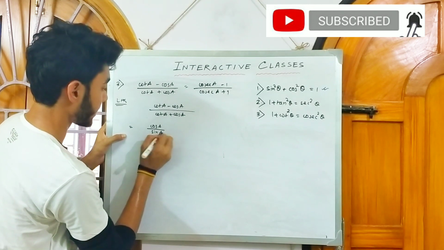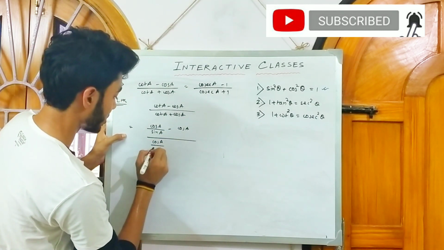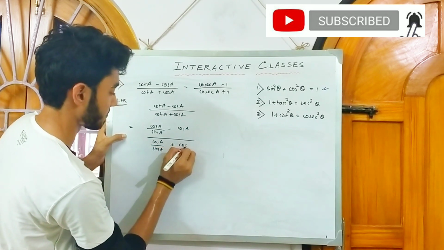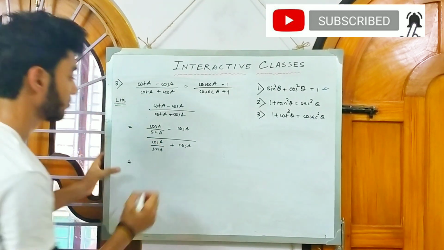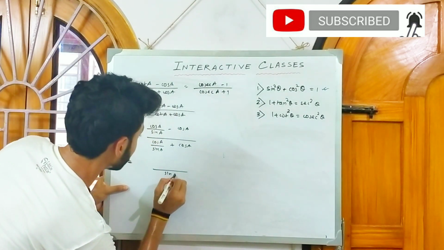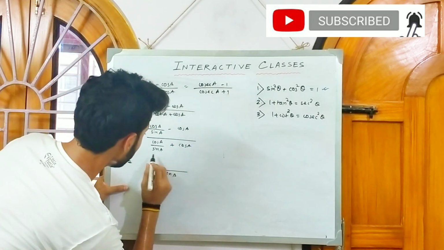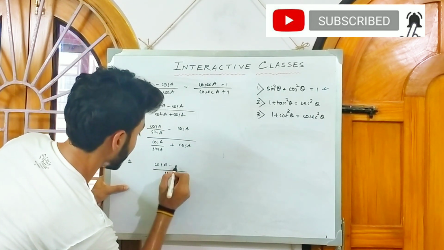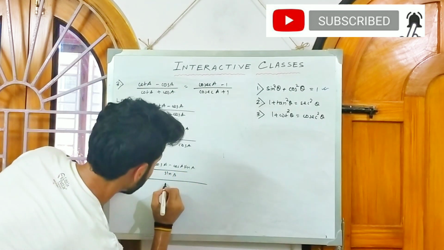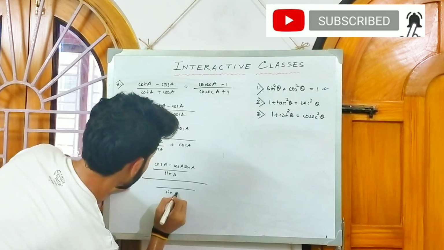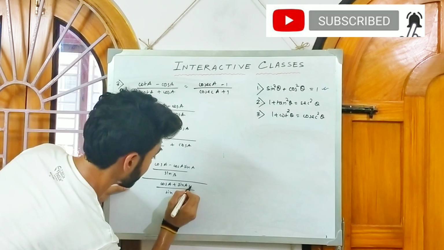Cot A minus cos A by cot A plus cos A, that is cos A by sin A minus cos A, by cos A by sin A plus cos A. Now if we subtract it, we get cos A minus cos A into sin A over sin A. Similarly here also we get cos A plus sin A cos A over sin A.